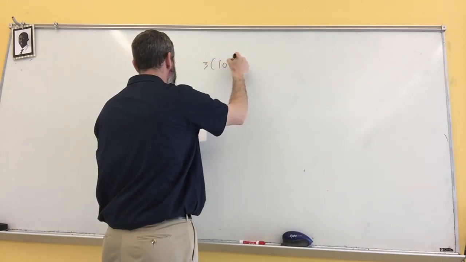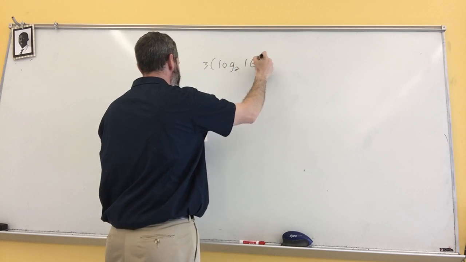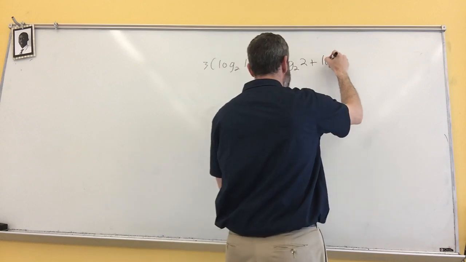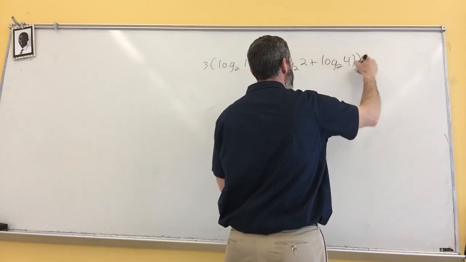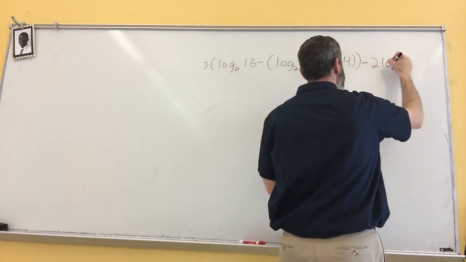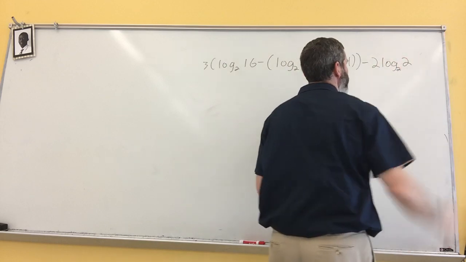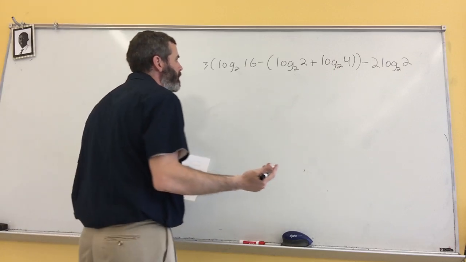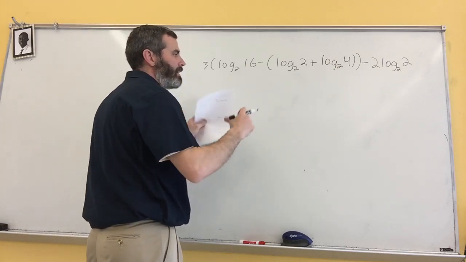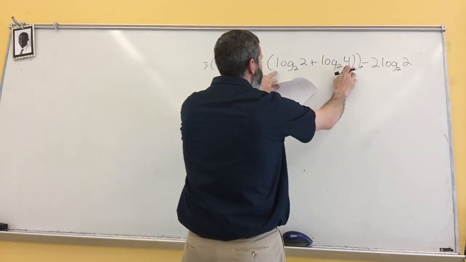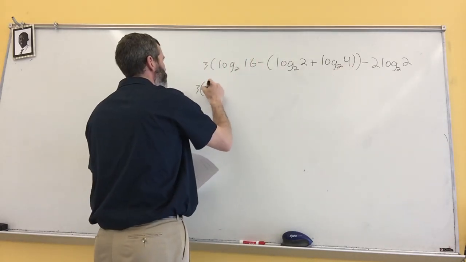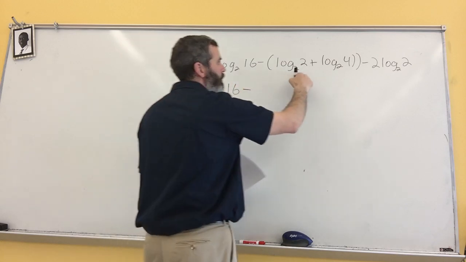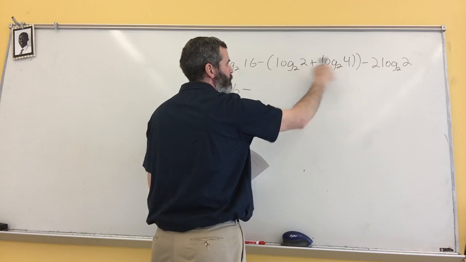3 log base 2 of 16 minus log base 2 of 2 plus log base 2 of 4 minus 2 log base 2 of 2. All right, so what do we do? We're trying to condense it. So let's start with these parentheses. I want to start with the innermost parentheses. So this is simply going to be product property since I'm adding. So 2 times 4 is 8.